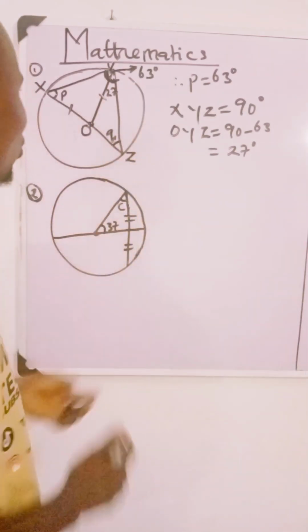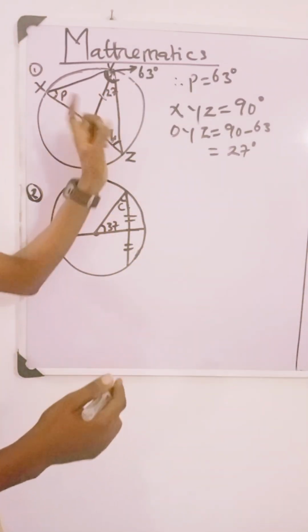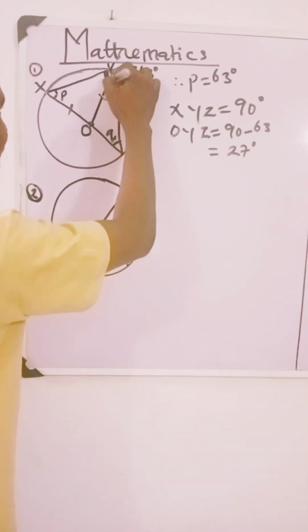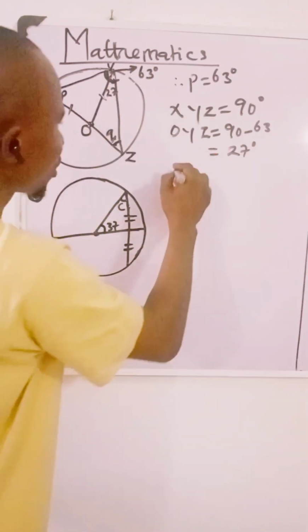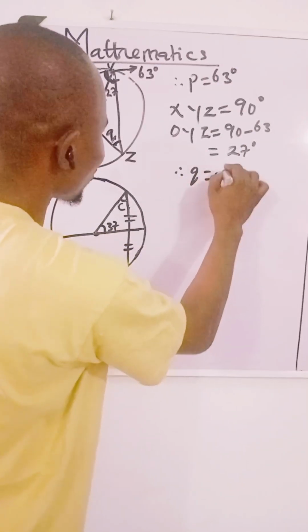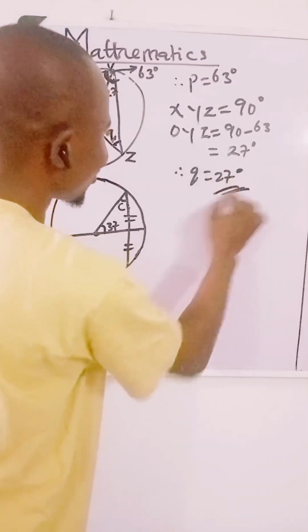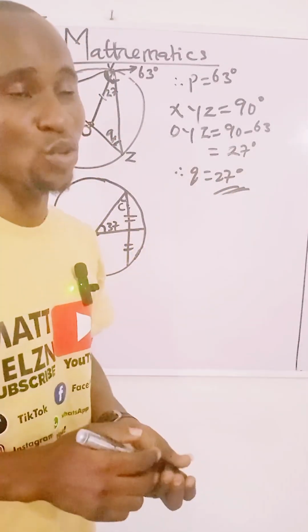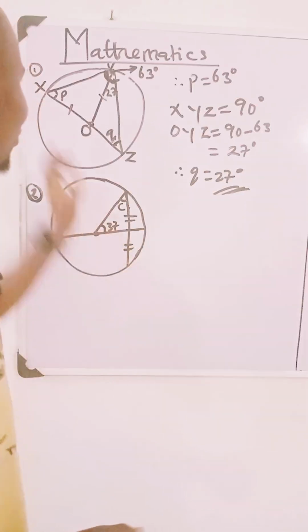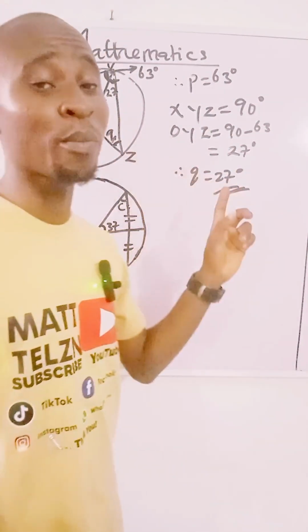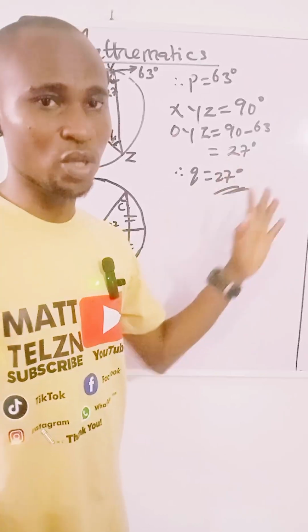Now, based on this rule 3, a triangle formed by two radii is what? An isosceles triangle. So that means this angle is equal to this. So therefore, my angle Q is equal to 27 degrees. You see, this is very, very simple. You see how you apply rule 3, right? So always remember the rule. That is, a triangle formed by two radii is what?